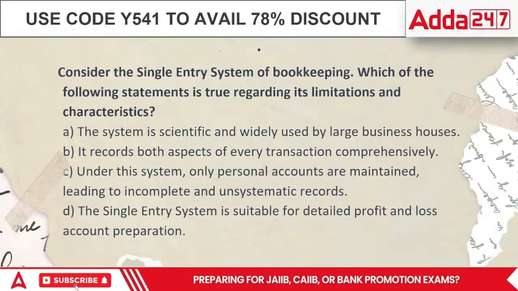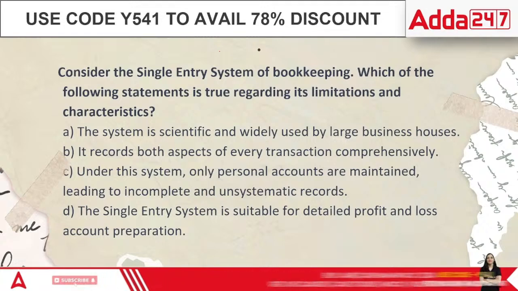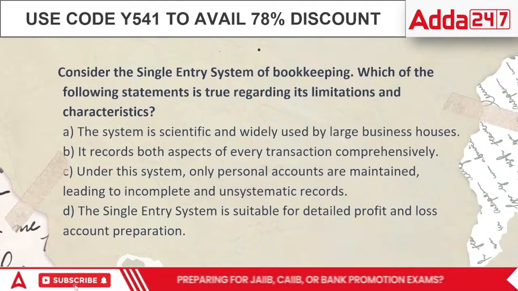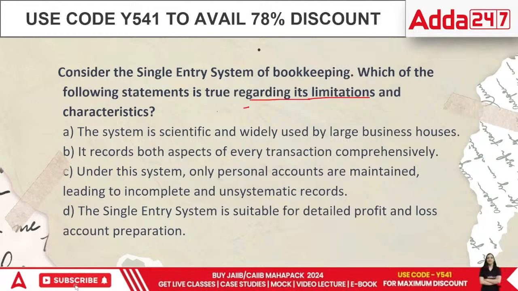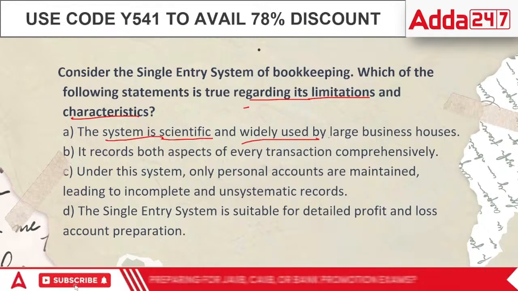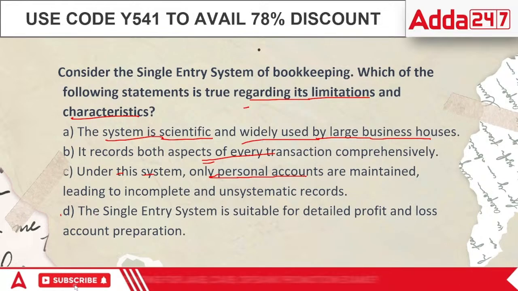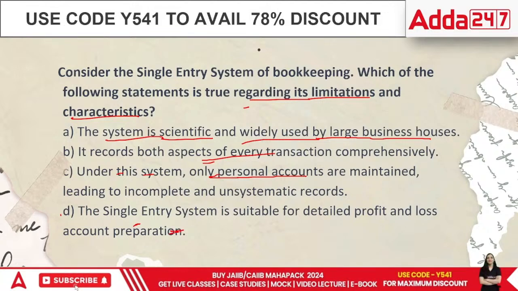Okay. Next question. This question is regarding single entry bookkeeping. Single entry is non-scientific, or I would say this is one-sided or incomplete recording. Which of the following statements is true? Its limitations and characteristics: the system is scientific and widely used in large business houses. It records both aspects of every transaction. Under the system only personal accounts are maintained, leading to incomplete and unsystematic records, or the single entry system is suitable for detailed profit. Those points are terribly wrong.